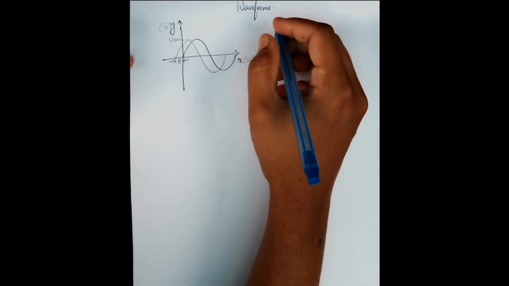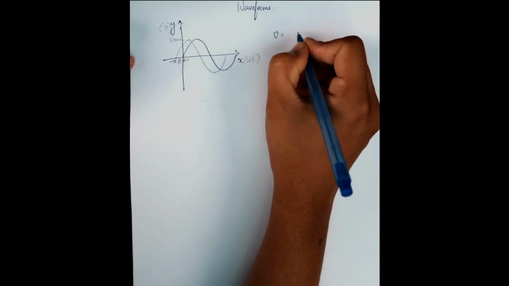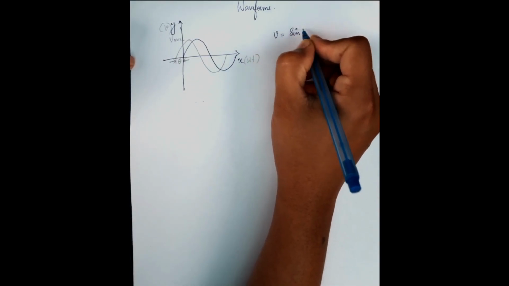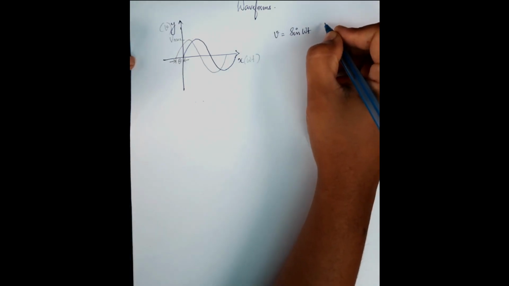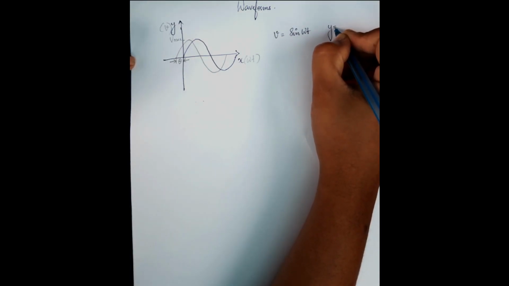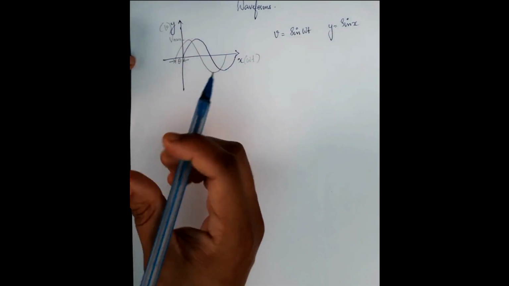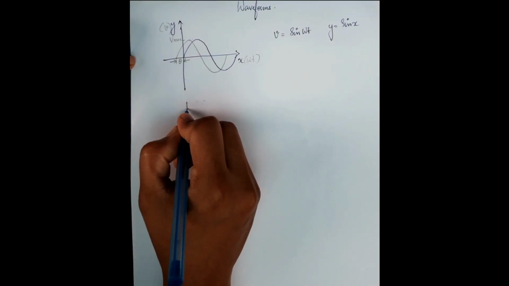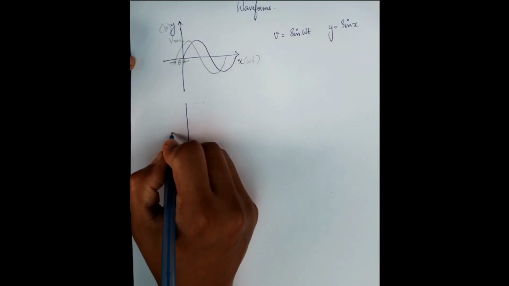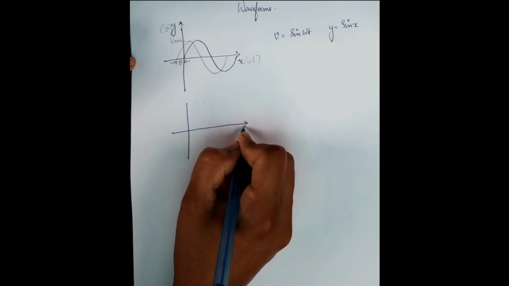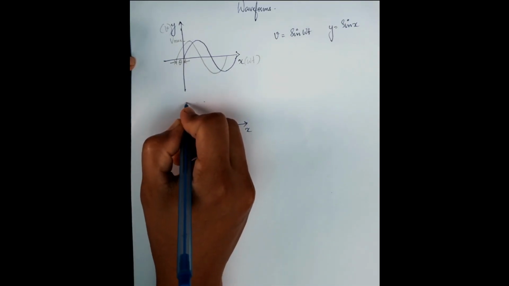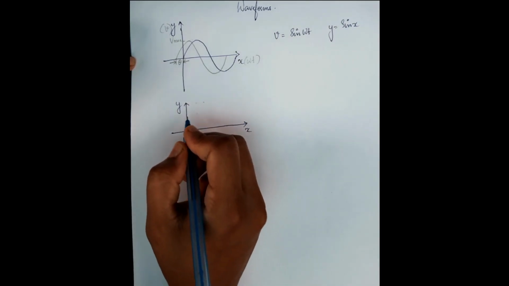Now let's write the equation. V equal to Vm sine omega t, or in y-x axis, y equal to sine x. Now let's take the next waveform. It is a simple rectangular or a square wave.